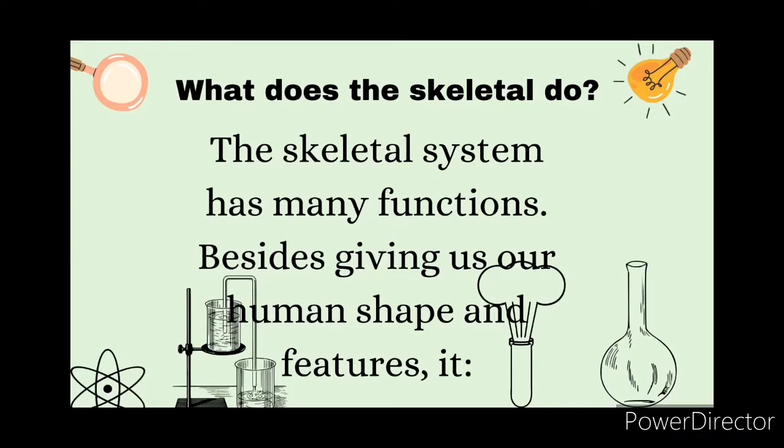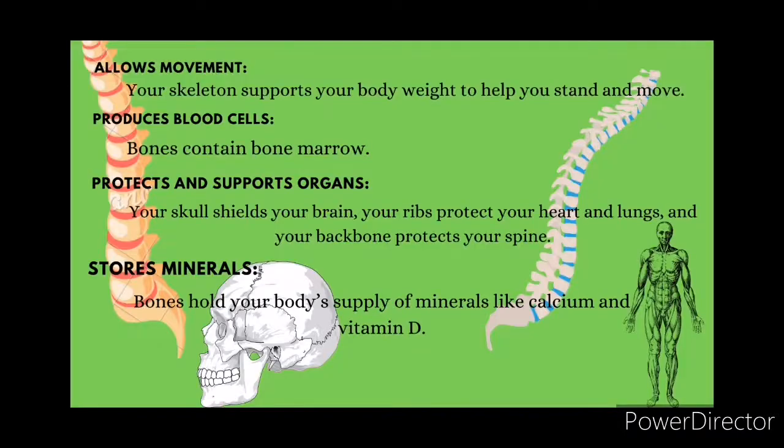What does the skeletal system do? The skeletal system has many functions besides giving us our human shape and features. So ito pa ang ibang mga nagagawa ng ating skeletal system sa ating katawan. Allows movement. Your skeleton supports your body weight to help you stand and move. So sabi ko kanina, ang ating mga buto ay nakatutulong upang makatayo at makagalaw ng maayos ang ating katawan. The second one is produces blood cells. Bones contain bone marrow. So dito, nakakapag-produce ang ating mga buto ng red and white blood cells.